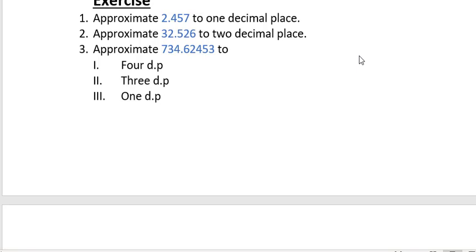We have an exercise here that says approximate 2.457 to one decimal place, and number 2, number 3, and all that. No problem. Let's get to our notes first and then we'll come back and solve.